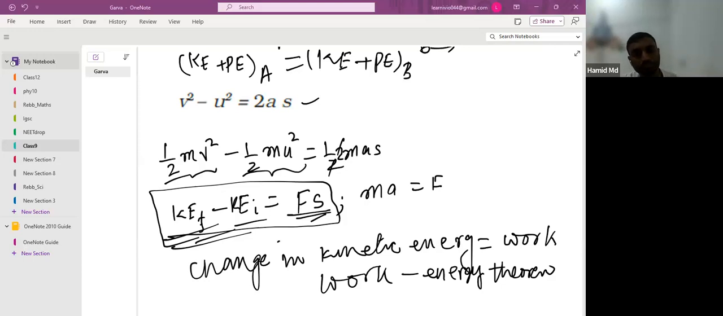Sir, can you write the definition of work energy? Work energy definition. So the definition is whatever work we will do on an object, that will transform in the form of energy. That is kinetic energy plus potential energy. Clear?